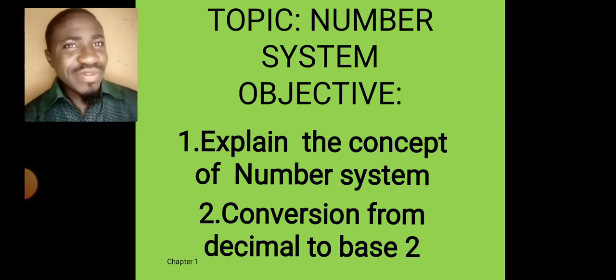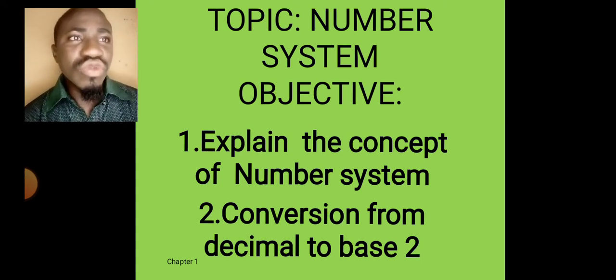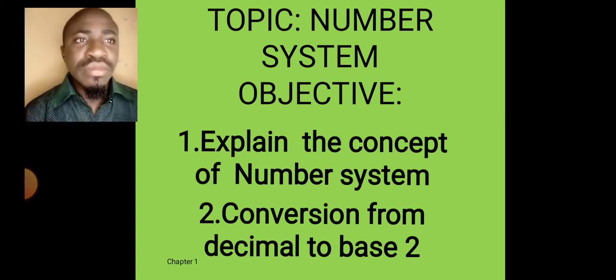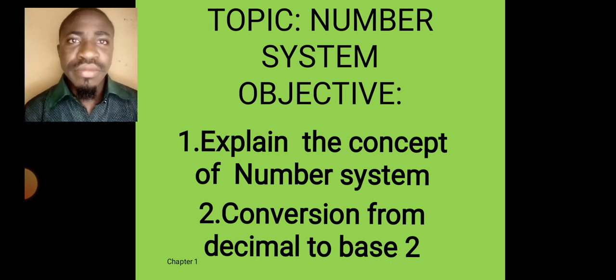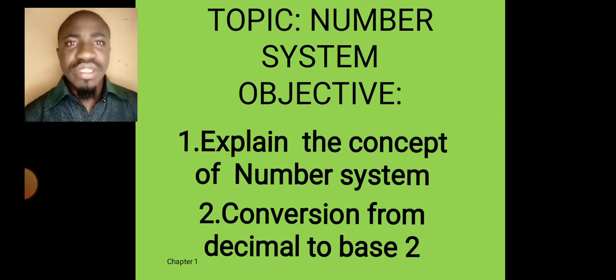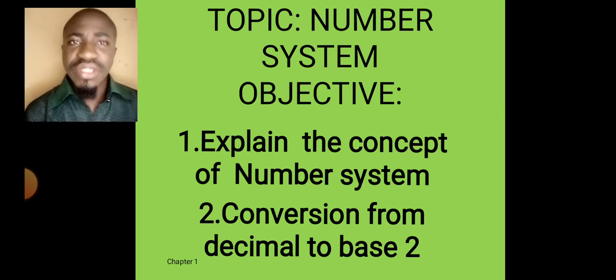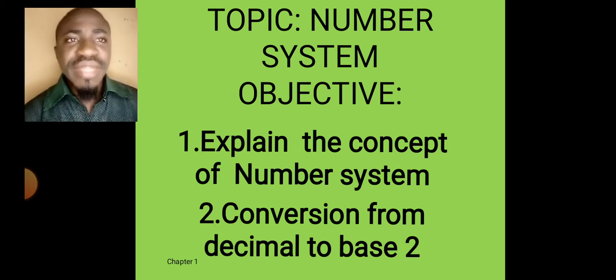This morning, there is a topic before us that we're going to discuss. We're going to look at number system. Number system. Now, what is a number system? Every digital computer system and electronic system makes use of the binary system, which is zeros and one. That zeros and one is what the computer understands.